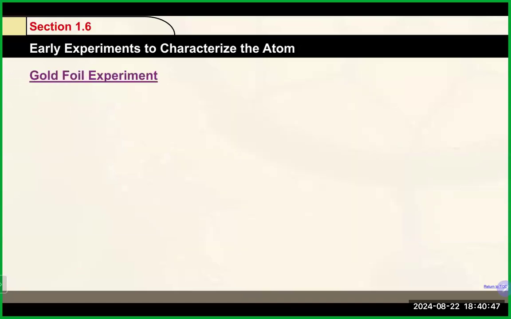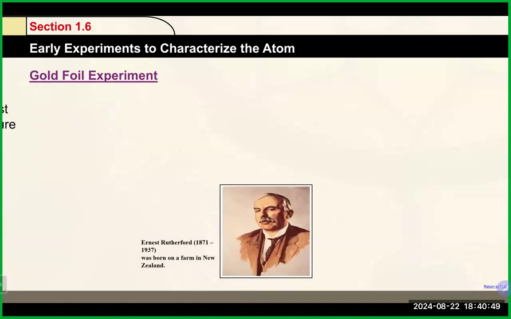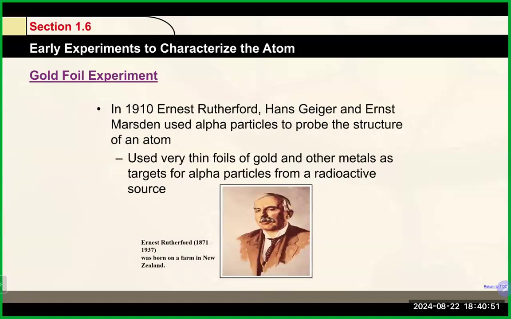And that really came with the gold foil experiment. The gold foil experiment was done by Rutherford along with Geiger, like the Geiger counter for radioactivity, and Marsden. And he used these alpha particles that we talked about. Those alpha particles, again, are those radioactive, positively charged particles, to explore the nature of the atom.